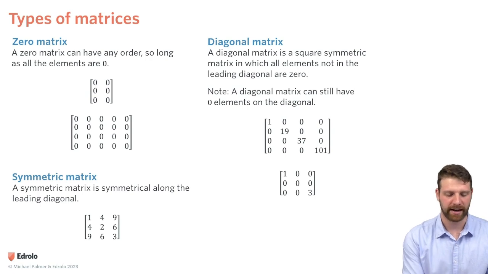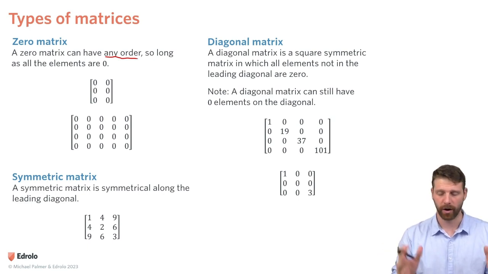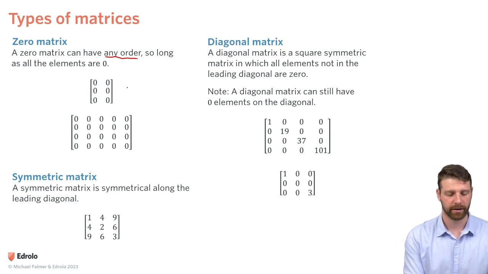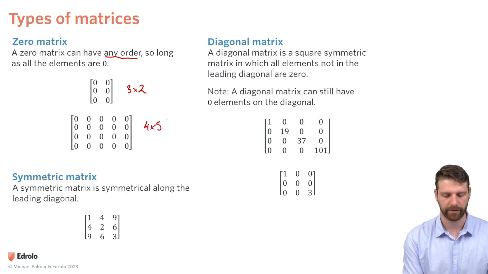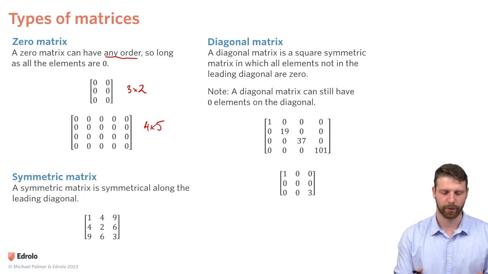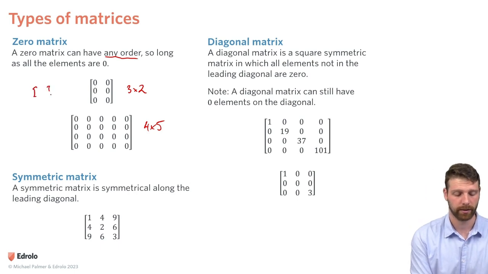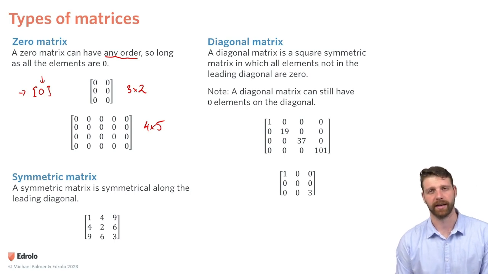A zero matrix can have any order so long as all elements are 0. Okay, so zero matrix is like any matrix. You can build it however you like, so long as you only put zeros as the elements. So here I've got a 3 by 2 zero matrix and a 4 by 5 zero matrix. A zero matrix needs to exist for any size matrix. So if you can think of a matrix of some size, then you can put zeros in it and then get that zero matrix. So the simplest version would probably be a 1 by 1. So 1 row and 1 column. So that's the 1 by 1 zero matrix there.